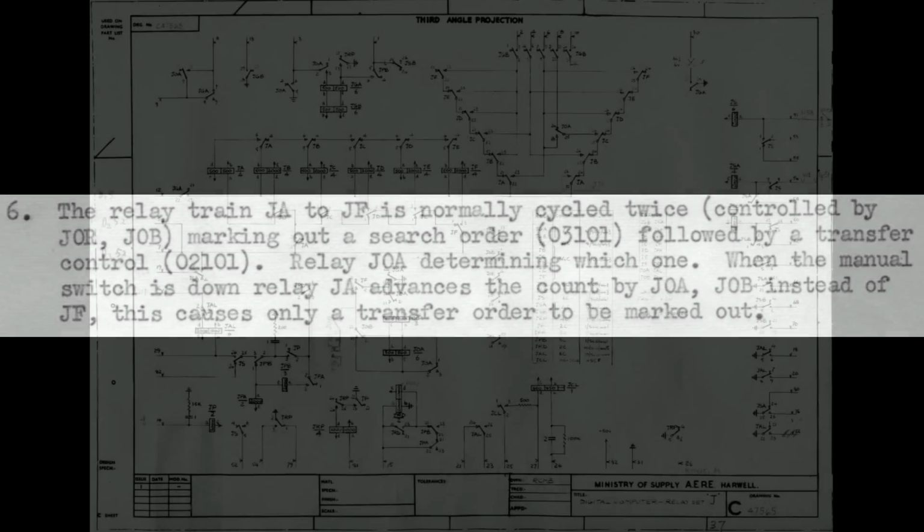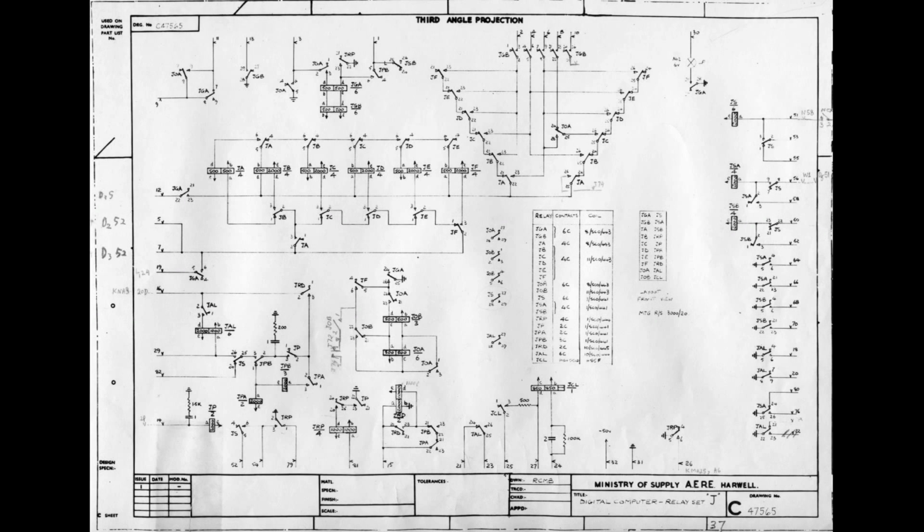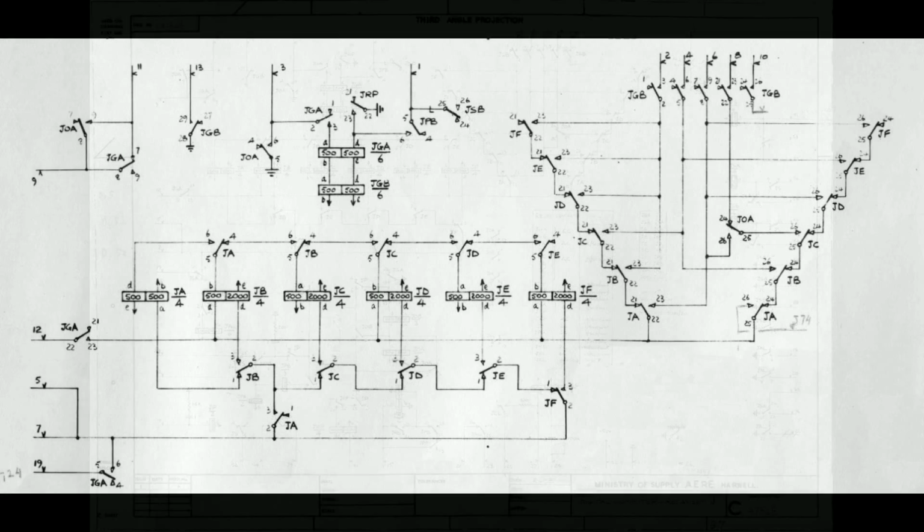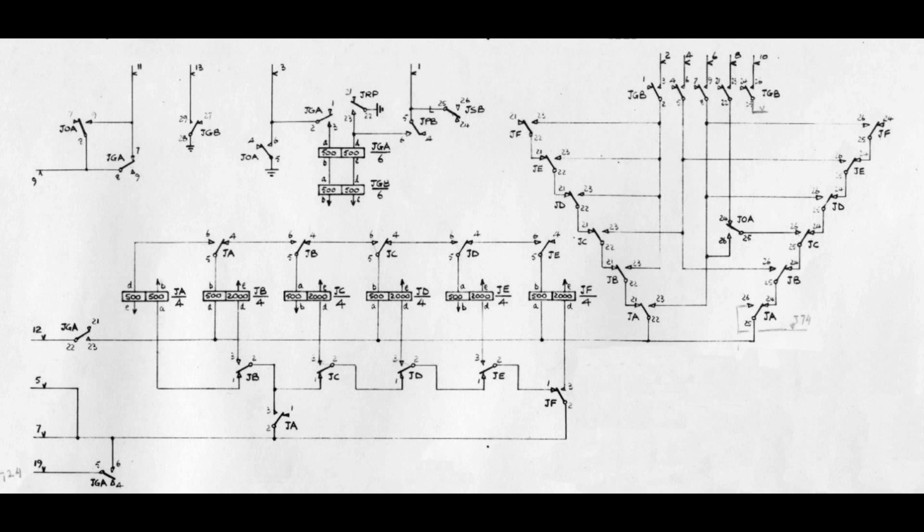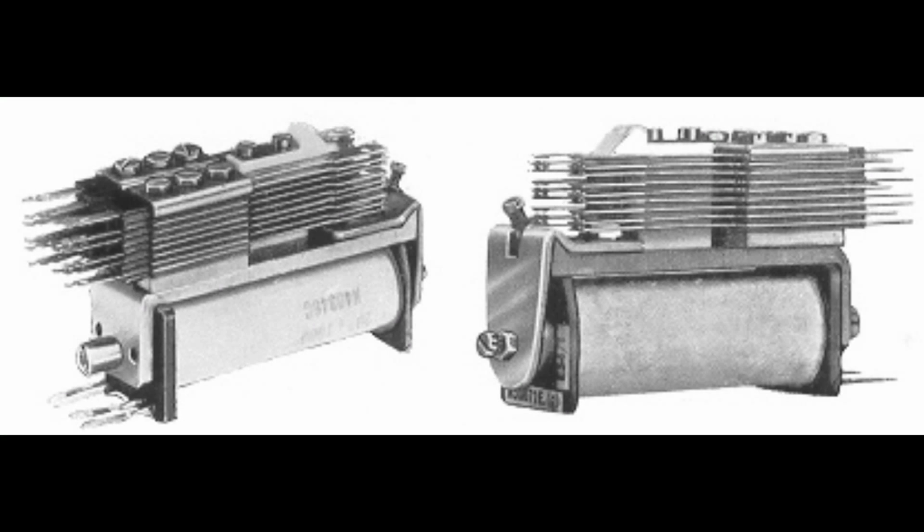tape 1. From this information, I was able to locate the schematic page for relay set J, and I was able to locate the relays JA to JF. These are a type of relay common to the era known as a post office relay or a PO3000 relay. These relays were highly configurable and very reliable.